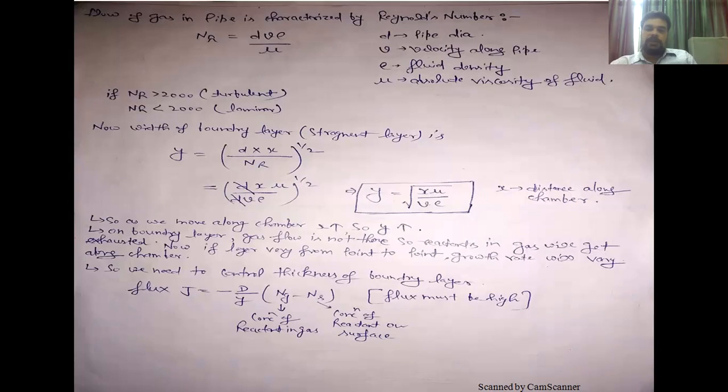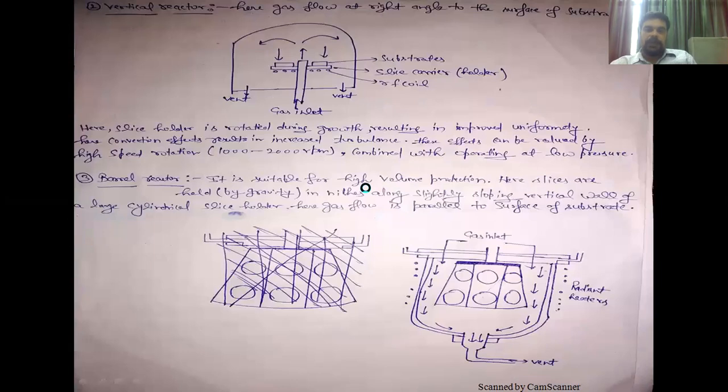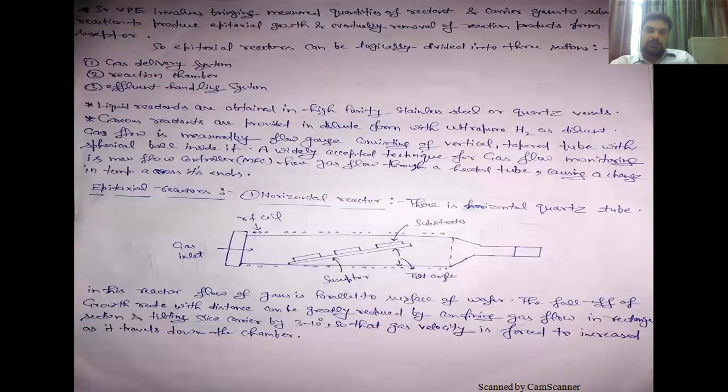So how will you control the thickness of this boundary layer? If you see that Y is square root of x mu upon v rho. Mu is basically the viscosity, rho is the density. Here you cannot do anything in this case. So what can you control? You can control the flow of gas, the velocity of gas. If you increase the velocity of gas here, you can see that the width of the boundary layer will decrease. Okay, so by this way you can control the width of the stagnant layer by controlling the velocity of gas.